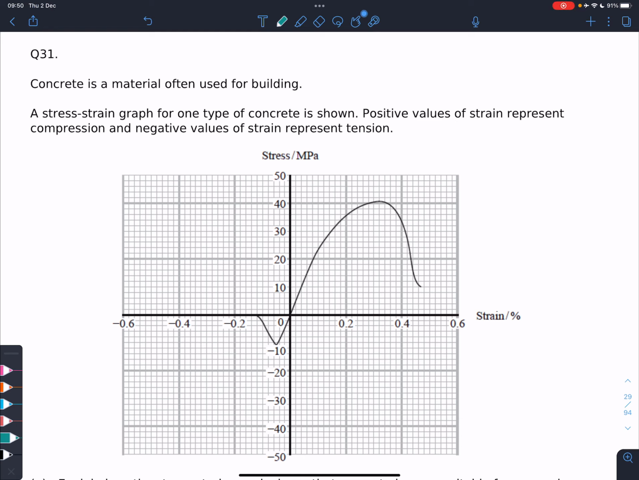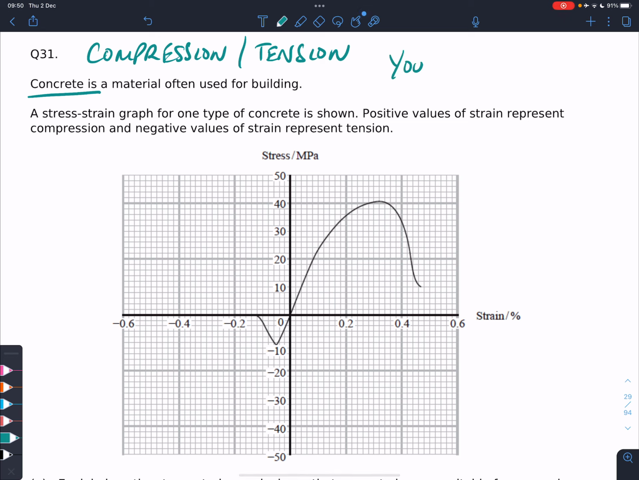This question is about compression and tension. It's about the difference between materials such as concrete, which are very good under compression, and steel, which is good under tension. And it's the idea of the Young's modulus, where Young's modulus equals the stress over strain for a particular material.